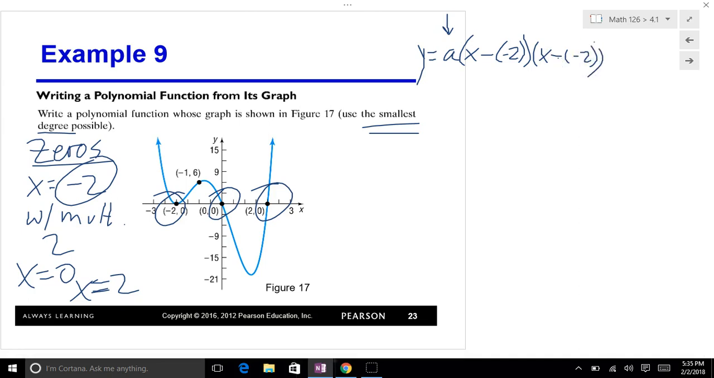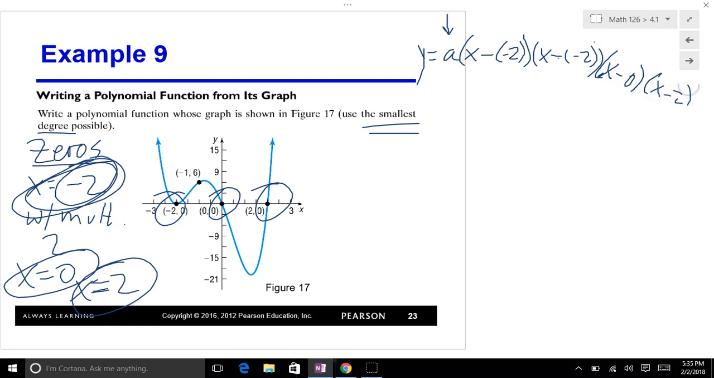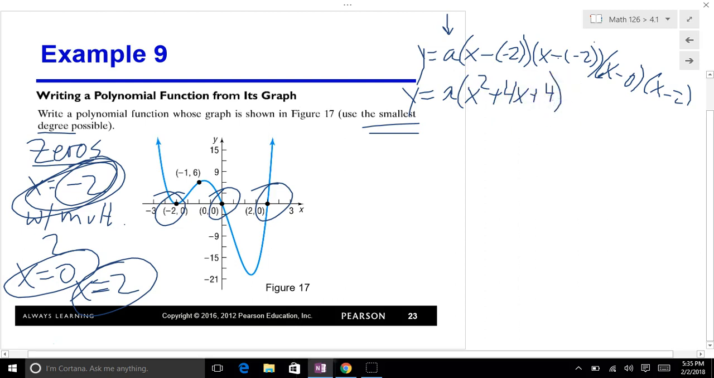Okay, so notice we have 2 of them because it's with multiplicity 2. So I've taken care of both of those. Now x equals 0. If 0 is a 0, x minus 0 is a factor. And if 2 is a 0, x minus 2 is a factor. And what we want to do is multiply this all out. So I've got x plus 2 times x plus 2, x squared plus 4x plus 4. And I've got x times x minus 2.